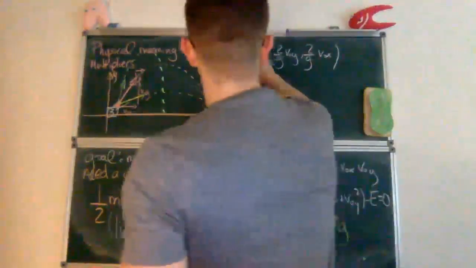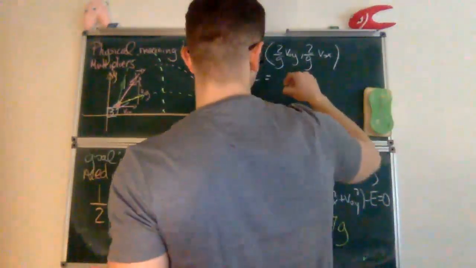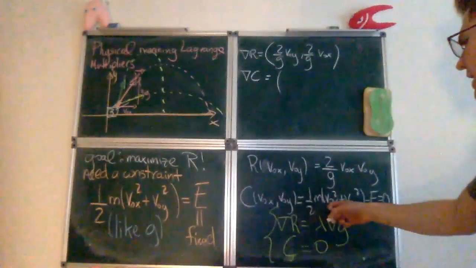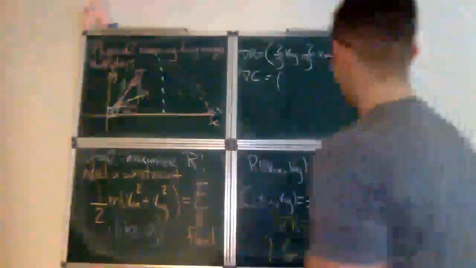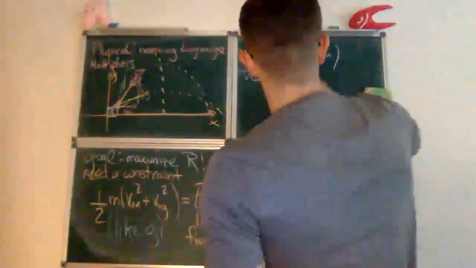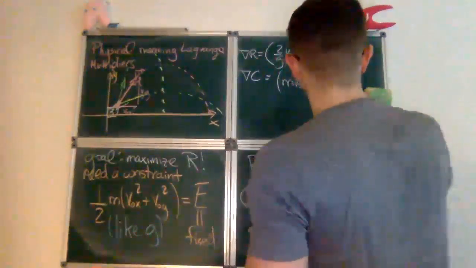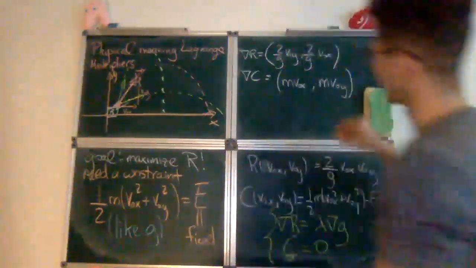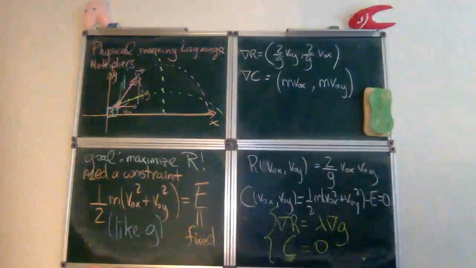So the gradient of the constraint equation is just that, again, you take the partial derivatives with respect to v naught x and v naught y. With respect to v naught x, you get m v naught x, and with respect to v naught y, you get m v naught y. So those are the two gradients, and so the system that we must solve is the following.